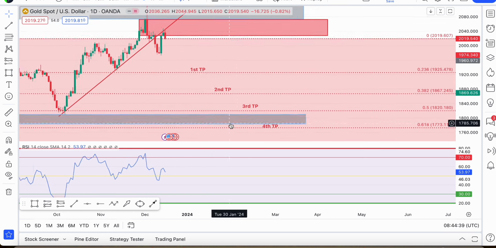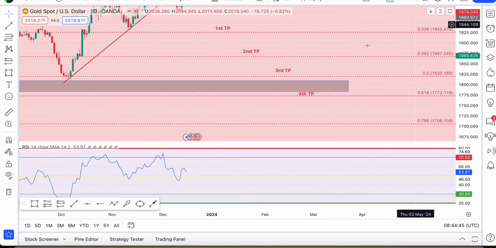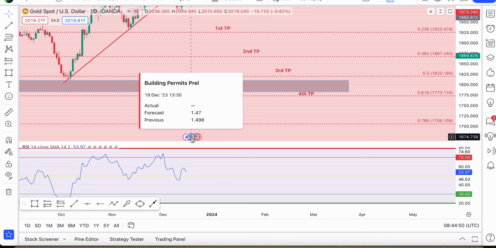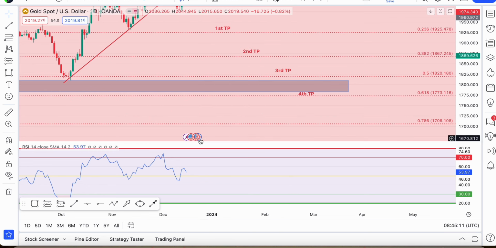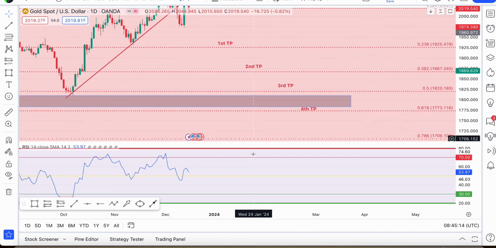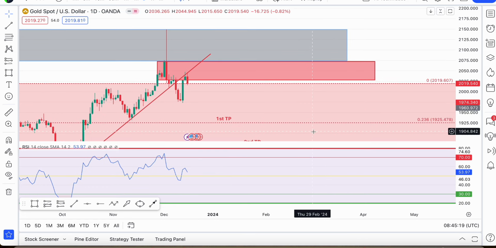Note that next week there are some high impact news events coming up. We have the building permits, which is going to happen 19 December. We have the GDP growth rate quarter on quarter. We also have the durable goods orders month on month and core PCE. This core PCE also moves prices a lot. So these coming weeks before the end of the year would actually have a lot of impact on the turning of the market.